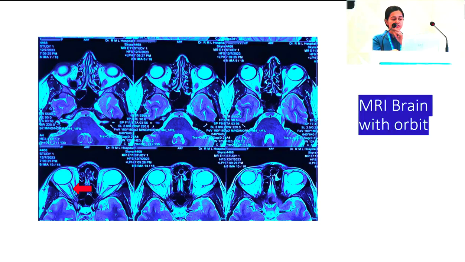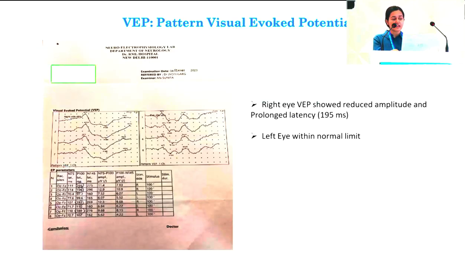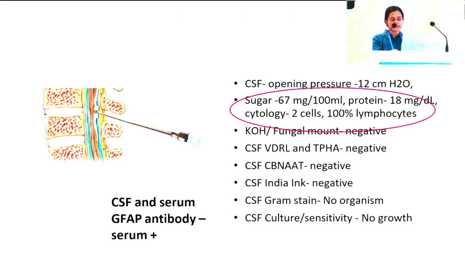The contrast MRI brain with orbit showed subtle thinning of the right optic nerve, but there was no post-contrast enhancement, and the other segments of the brain were within normal limits. In the VEP, the right eye showed reduced amplitude and prolonged latency, and the left eye was within normal limits. In the CSF cytology, there were 100% lymphocytes. The proteins and sugar were within normal limits. So this gave us a picture of inflammatory CSF cytology.